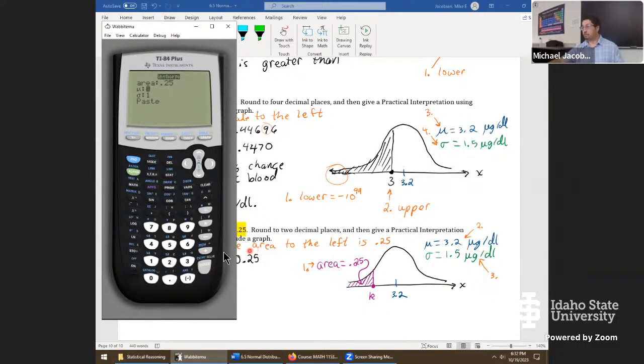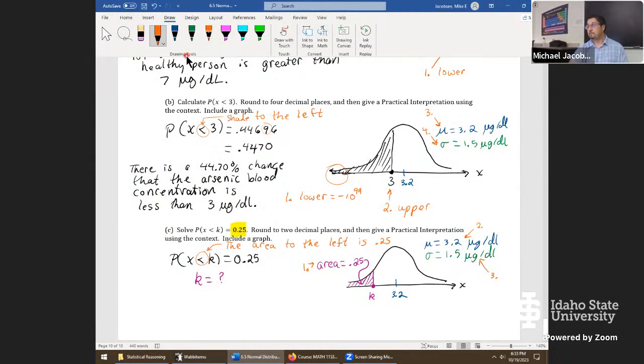Mean changes to 3.2. Standard deviation is a 1.5. It's a new function, so I have to re-input that information. Then enter a bunch of times, and we're on our way with this one. It says the value of K should be 2.19 after rounding to 2 decimal places. Let's put that down. But before we trust it, let's see if it even makes sense.